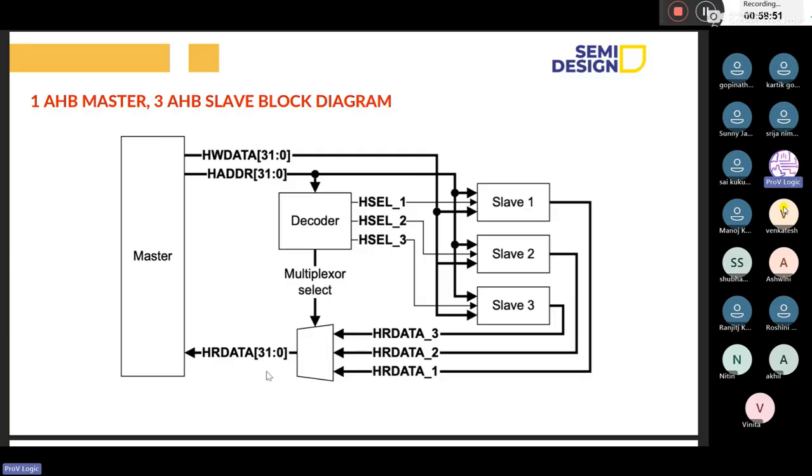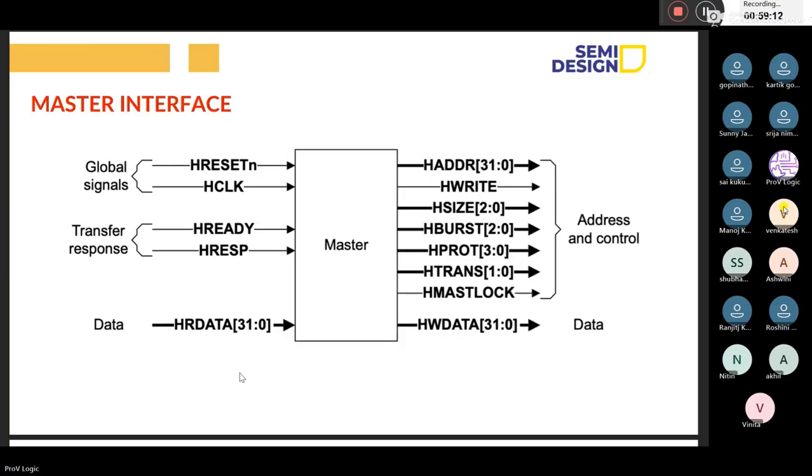So one data should be sent to the master. Okay, so this is the overall AHB master and slave block diagram. One master, three slaves. Based on this, we have the signals: HCLK, nothing but the bus clock, and reset. You already know what is the use of reset. It's active low reset, HRESETn.